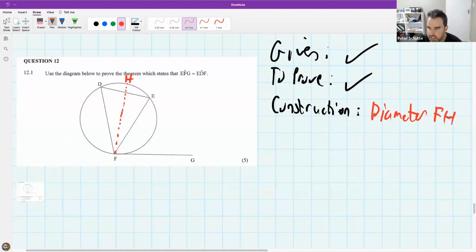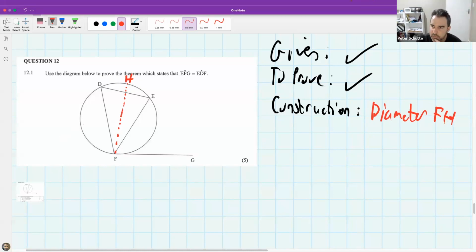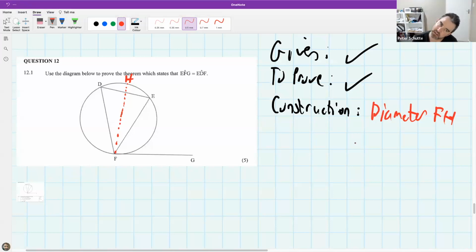So construct diameter FH, but there's something else I still have to do. That's not enough. Complete the butterfly. What would that be? I would say connect what? Connect H or connect HE. Yes. All right. Now, remember that this goes through the center. What is my first step going to be?